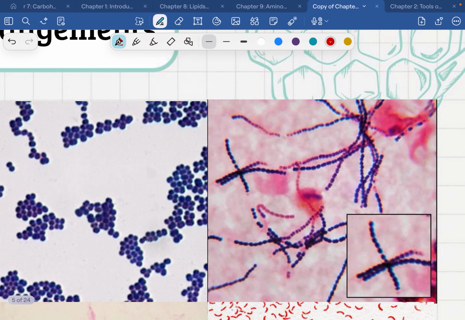This is a great example of go with what you see the most, because most of this, what color does most of it look? Purple. But if you zoom in, one of them looks a little more pink, or a couple of them look a little more pink. That's just because of the stain, right? They don't read textbooks. Not everything is perfect. Most of them are purple, okay? But this is a great example of a chain. So this is a streptococcus.